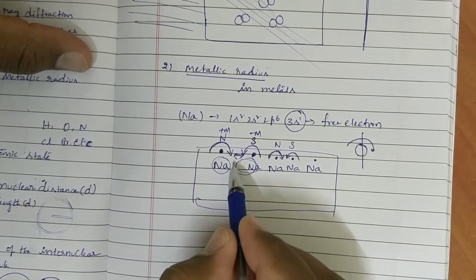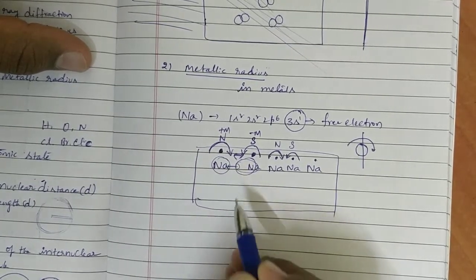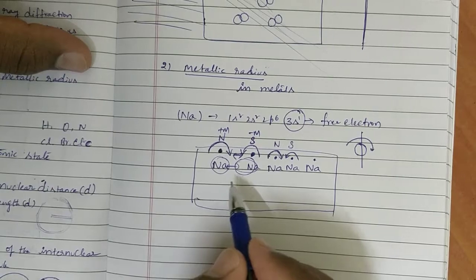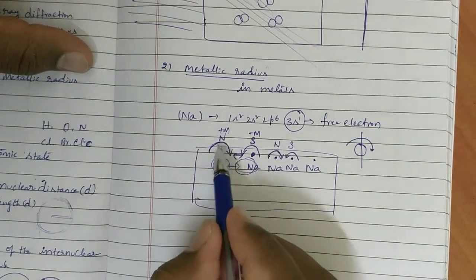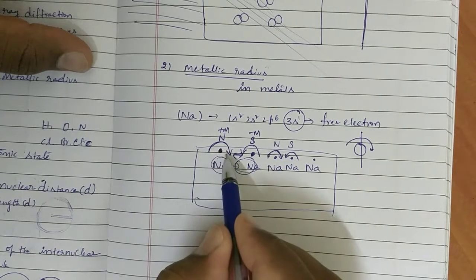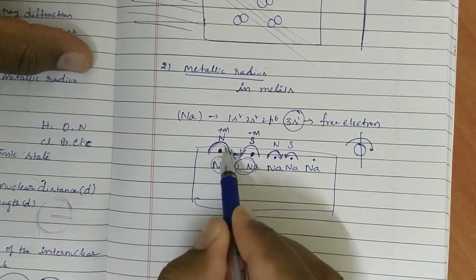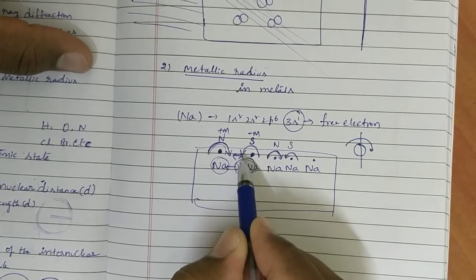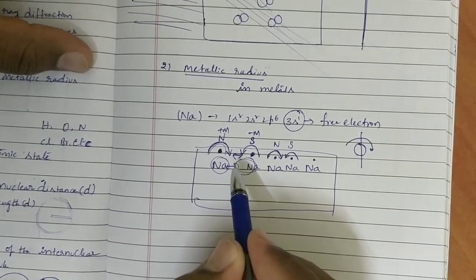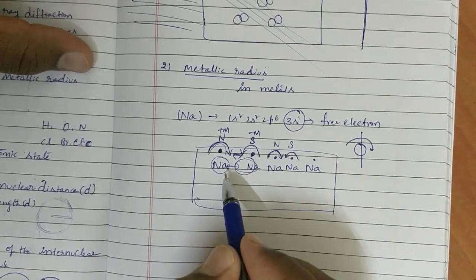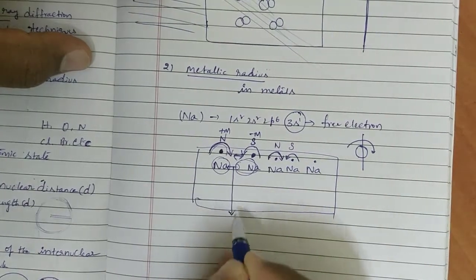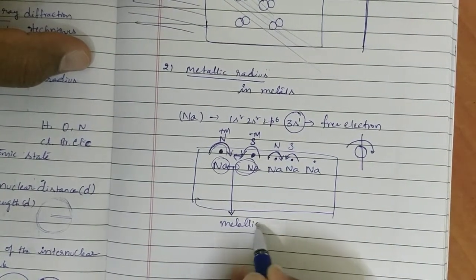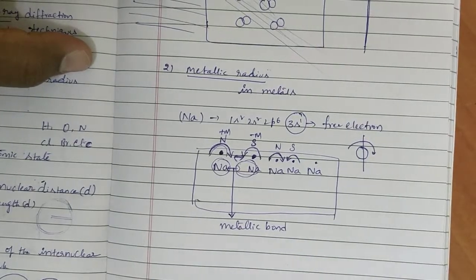Okay, now the attraction which keeps the sodium atoms nearby each other: actually there is no chemical bond between sodium atoms. It is one interatomic attraction, developed between free electrons. This is because of opposite spin. This electron spins in clockwise direction and this electron spins in anti-clockwise direction. Because of opposite spins between sodium atoms, interatomic attraction is developed. That interatomic attraction between metal atoms is called metallic bond.